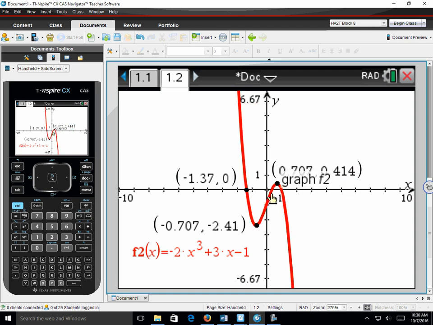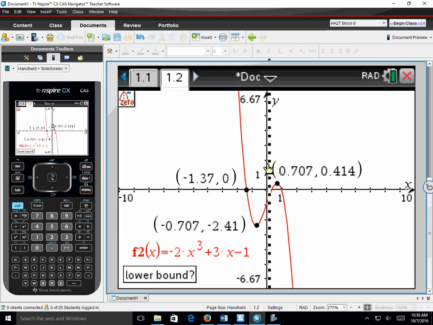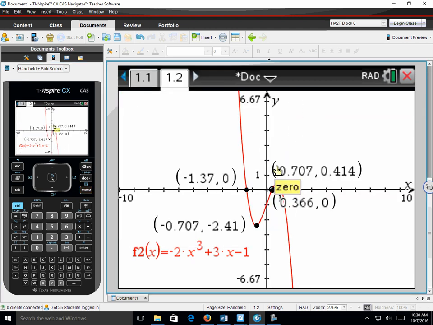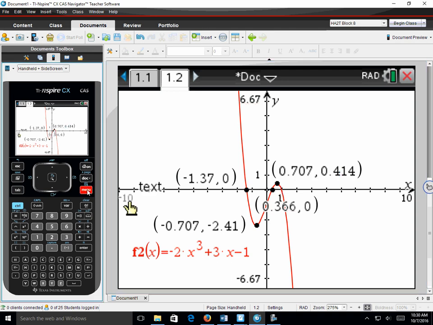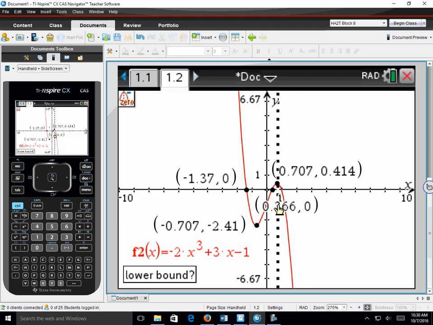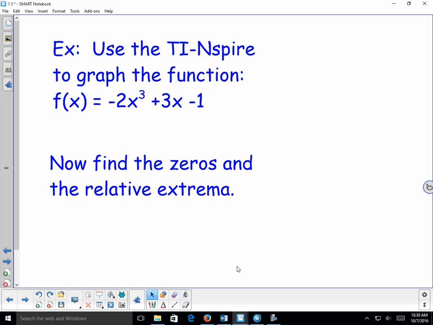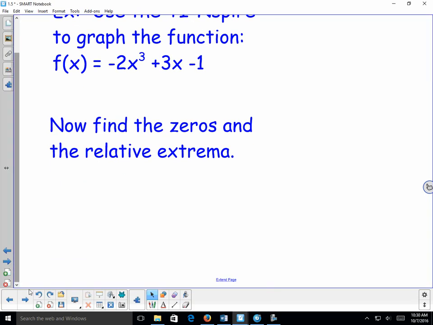And if I want to find this one right here, I would do again Menu, Analyze Graph, Zero. I have to get to the left of that zero, to the right of that zero, and there it is. It's 0.366. I have one more to find. I'm trying to point to it, but it's this one. It's kind of like I'm grabbing it right there. So I want to go Menu, Analyze Graph, Zero, and I'm going to get to the left of that zero and to the right of that zero, and it looks like that one is at exactly 1, comma 0. All right, so that's how you use your calculator to find the zeros and the relative extrema.